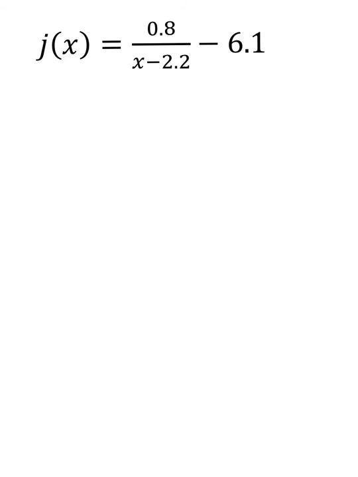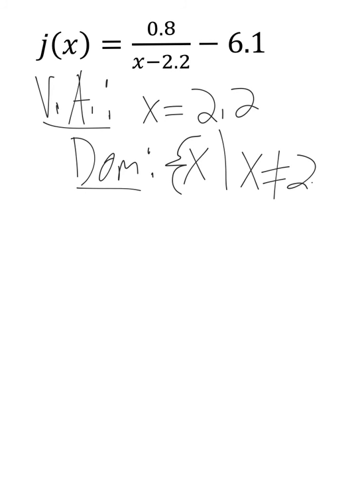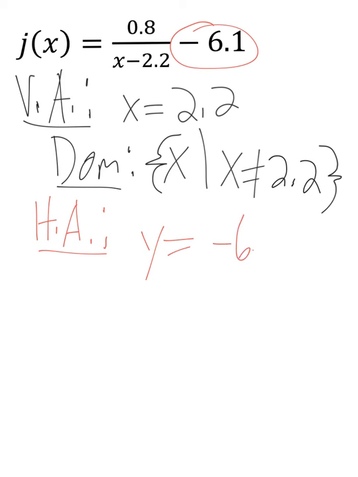So this last one's not any more difficult. I just made it with all decimals. It's still the same idea. Set your denominator equal to 0. Your vertical asymptote would be at +2.2, meaning your domain is x is in all real numbers such that x cannot equal 2.2. All right. My range and horizontal asymptote is going to be influenced by this number. The horizontal asymptote is at y equals -6.1. So my range is y is in all real numbers, but y cannot equal -6.1.